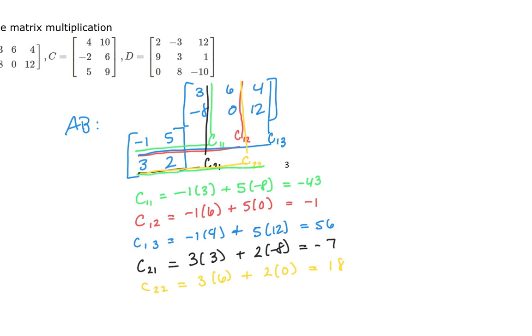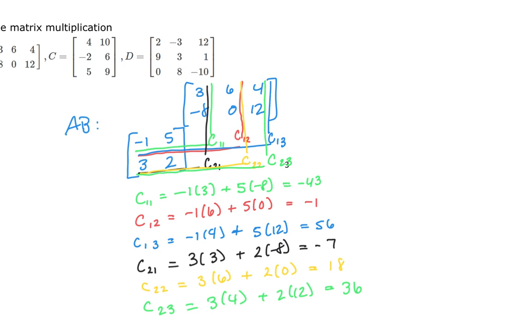And then my last one is the 3 and 2 multiplied by the 4 and 12. I'm going to call that the C23. So C23 is 3 multiplied by the 4 plus the 2 multiplied by the 12. So I'm going to have 12 plus 24 is 36.